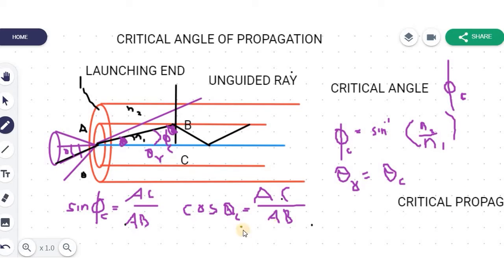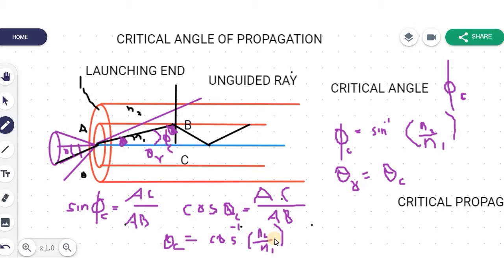So sin phi c is n2 by n1, and cos theta c is also equal to n2 by n1. Theta c is equal to sin inverse n2 by n1 when using sin phi c, and theta c also becomes cos inverse n2 by n1.